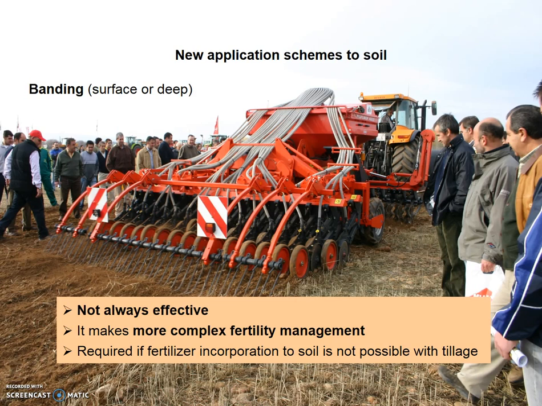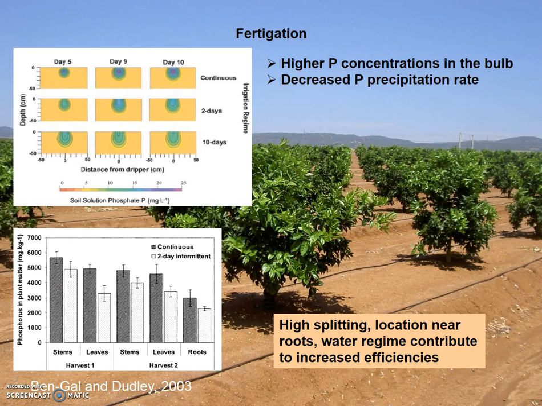This is machinery that allows sowing and application of fertilizer with banding. Fertigation is also an interesting alternative for applying phosphorus, as it allows higher phosphorus concentration in the bulb and decreases the precipitation in that area.